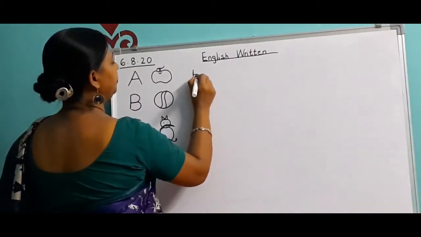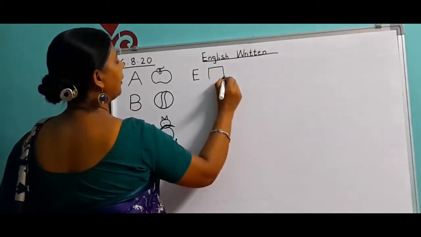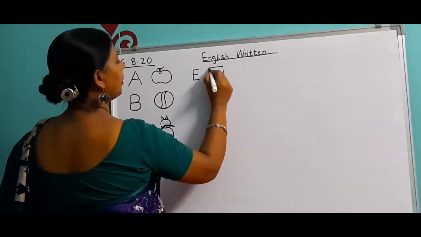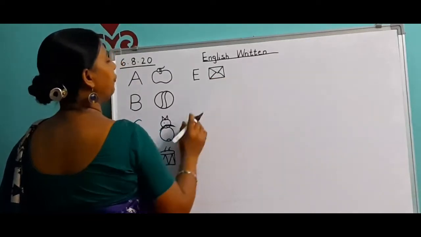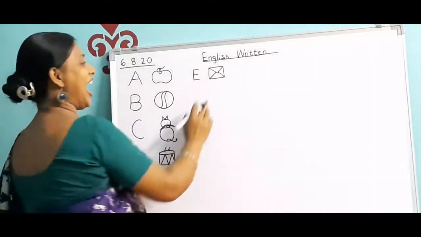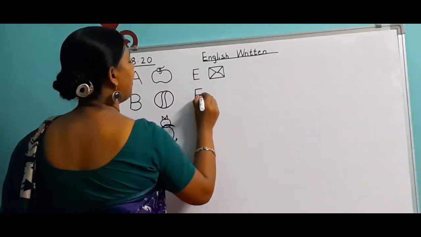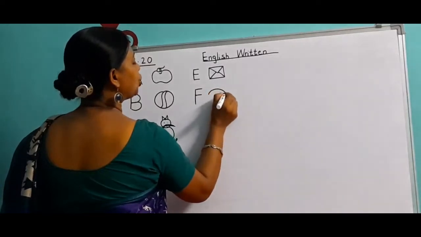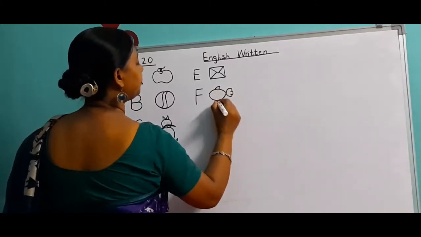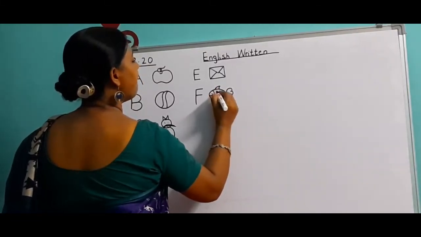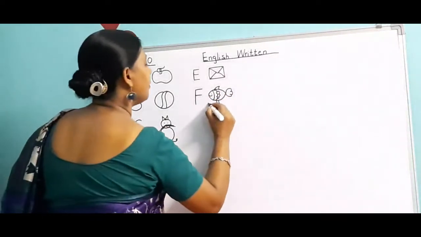E for envelope. E for elephant. E says a. And E for envelope. E says envelope. F for fish. And F says fish.